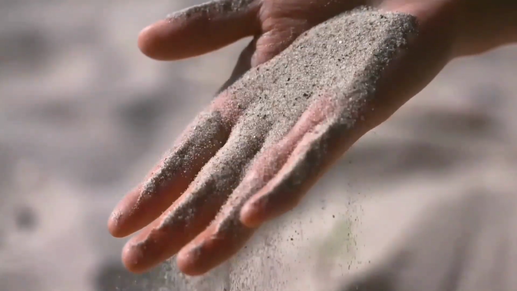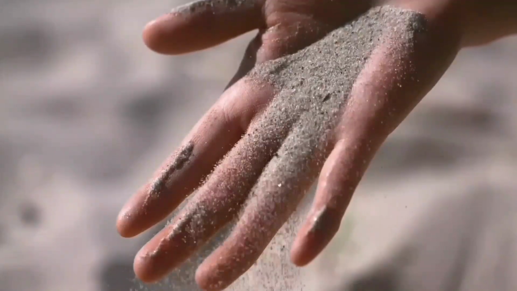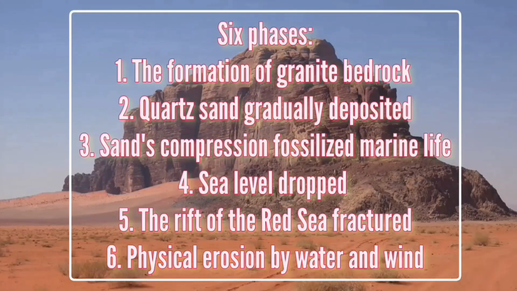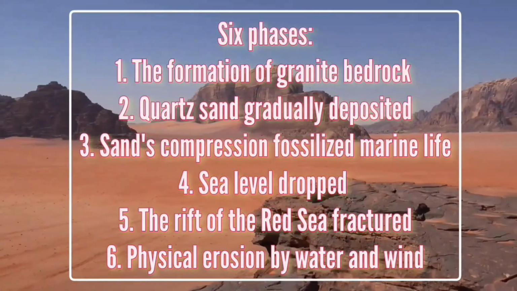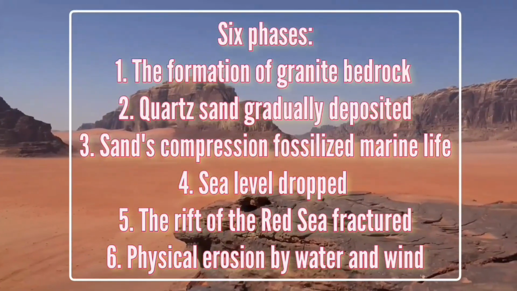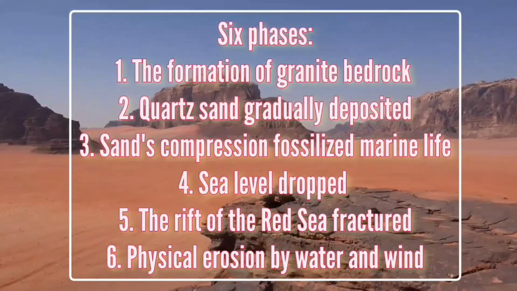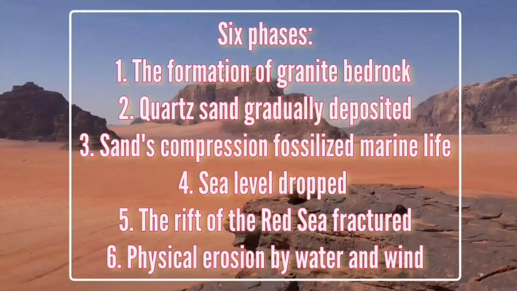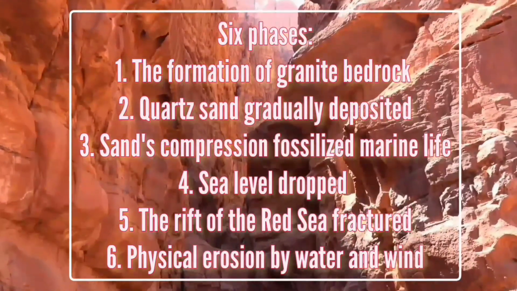The formation of the area is said to have taken place in 6 particular phases. The first was the formation of the granite bedrock, which can be dated to over 1 billion years ago. During the Cambrian period, 500 million years ago, quartz sand deposits came from rivers flowing from the south before the emergence of the Red Sea Rift. 30 to 200 meters were gradually deposited.